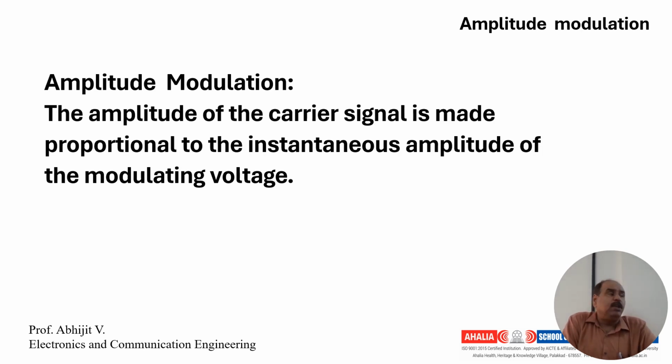The definition for amplitude modulation is very simple. The amplitude of the carrier signal is made proportional to the instantaneous amplitude of the modulating voltage. This means that you have two signals here. One signal is called the carrier signal and the other signal is the message signal.